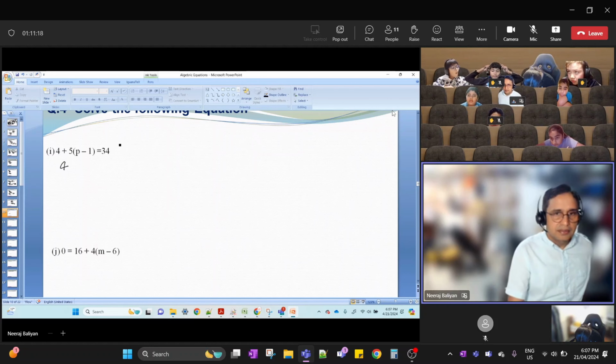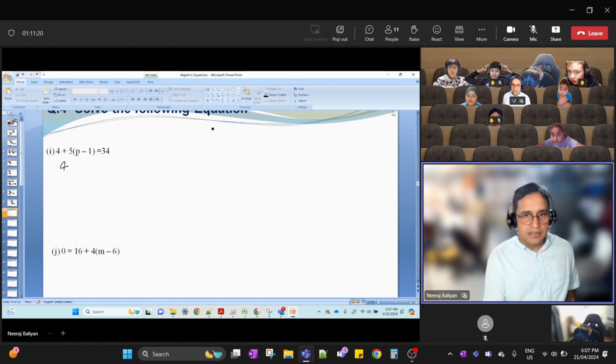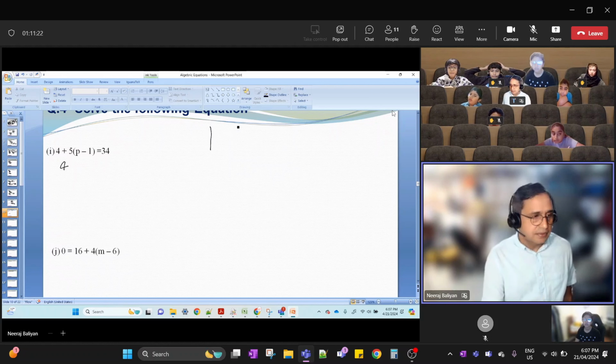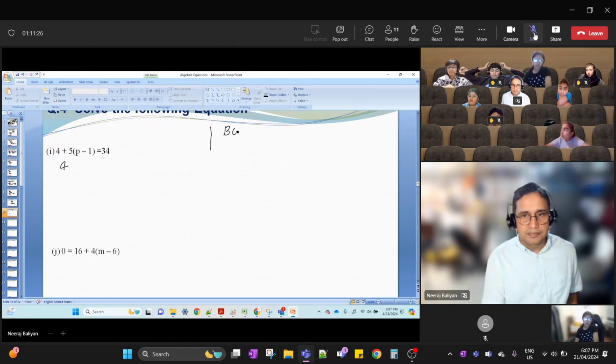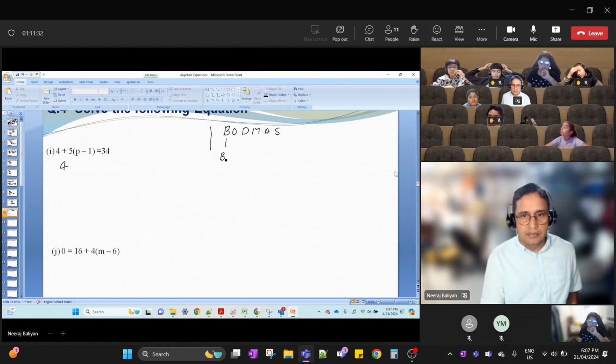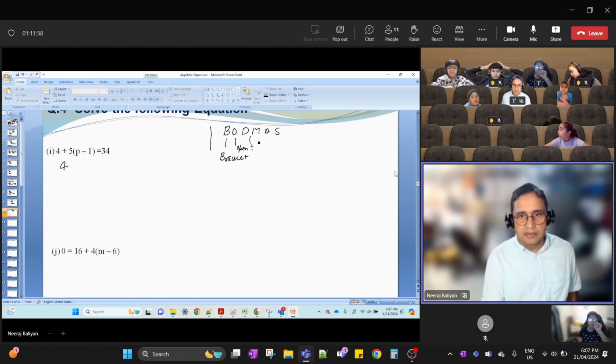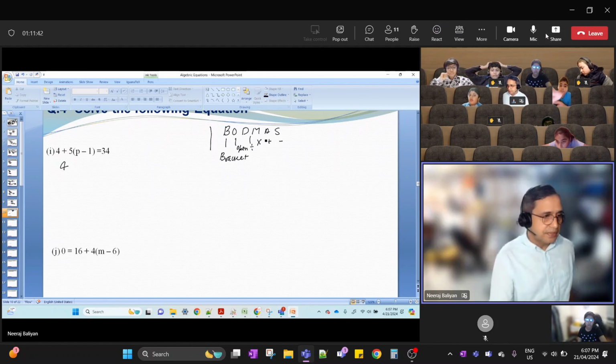Cliff, I think there is a problem with your understanding about BODMAS. Sanchi, what is that BODMAS rule? Brackets, open, division, multiplication, addition, and subtraction. First you have to open the brackets. If there are brackets, you first open the brackets, then division, multiplication, addition, subtraction. So Cliff, this is very important.